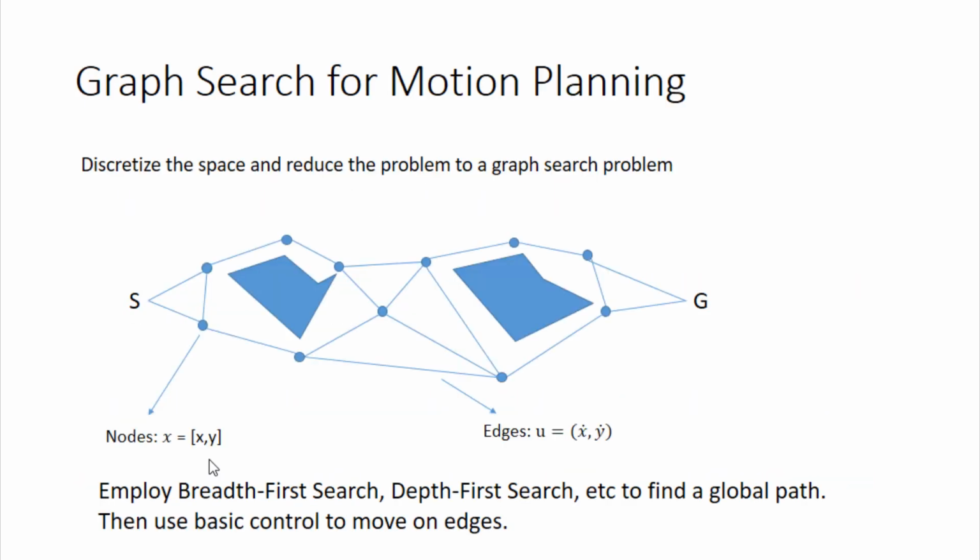Once you have some way to make your space discrete, and you can do graph search, you just employ graph search algorithms. So breadth first search, depth first search, A-star, things like this, and that moves you from S to G. And then once you have your path, you can just use some basic control to move on the edges. And if your environment doesn't move, then you're good to go.